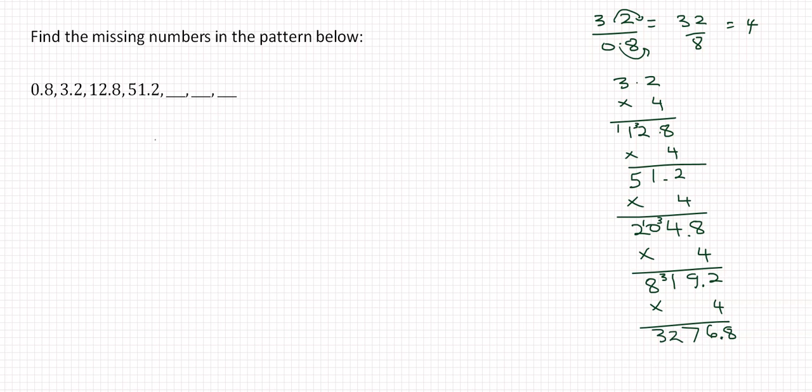So here we have 204.8. Here we have 819.2, and then our last term in the pattern, 3276.8.